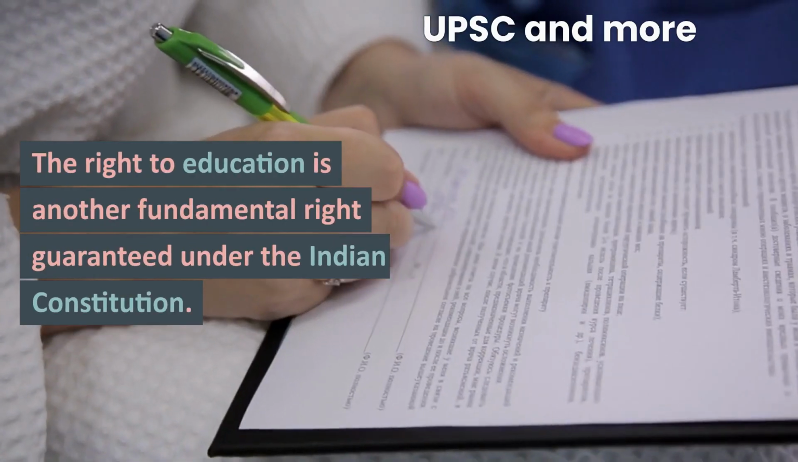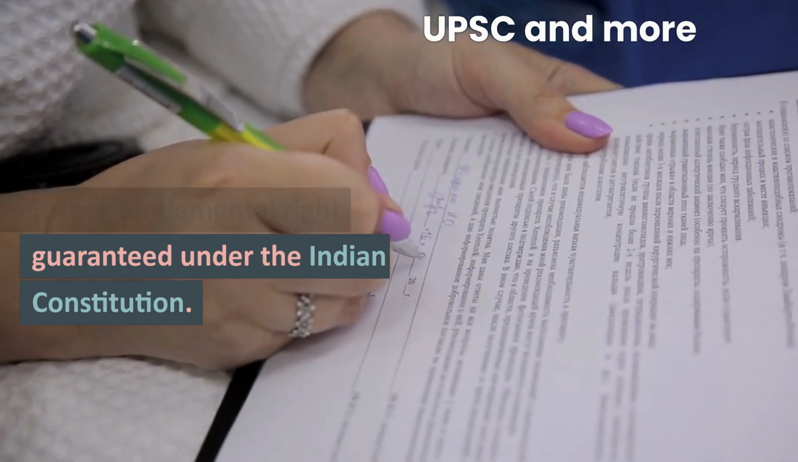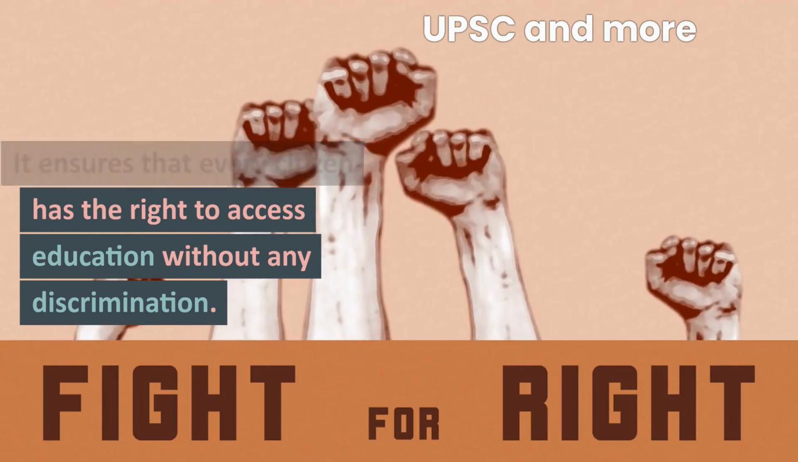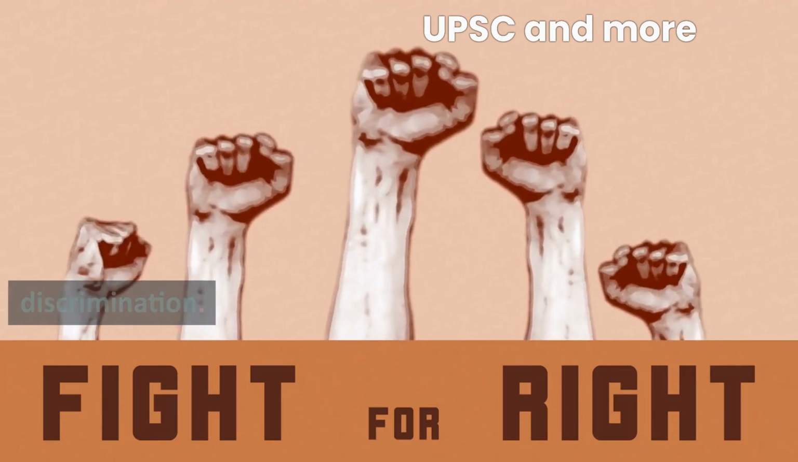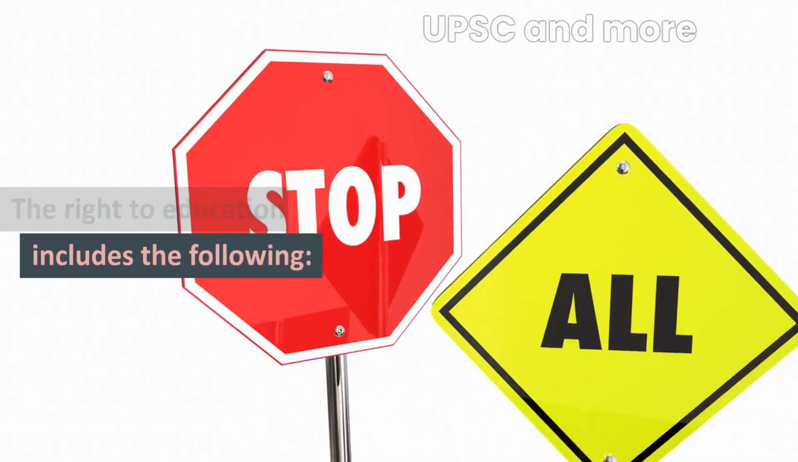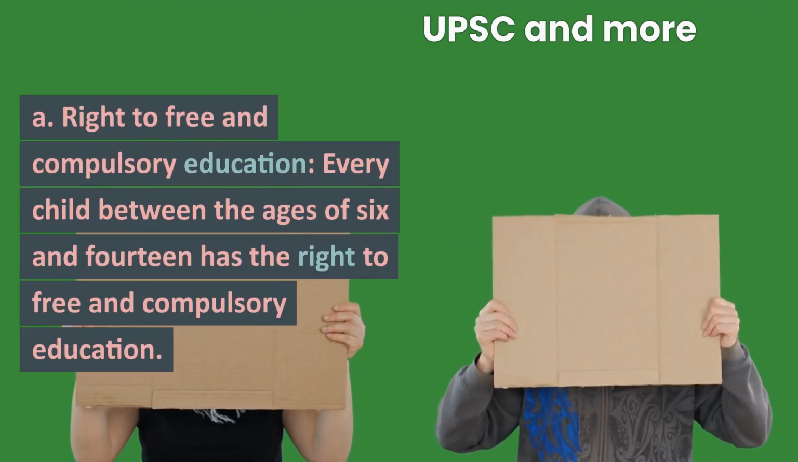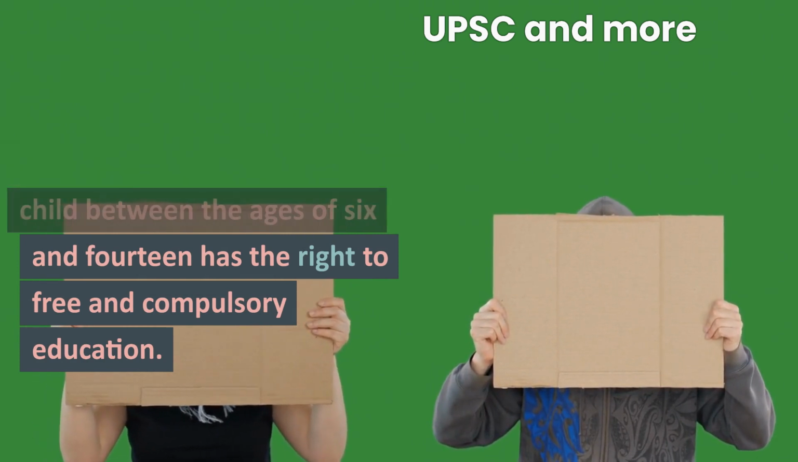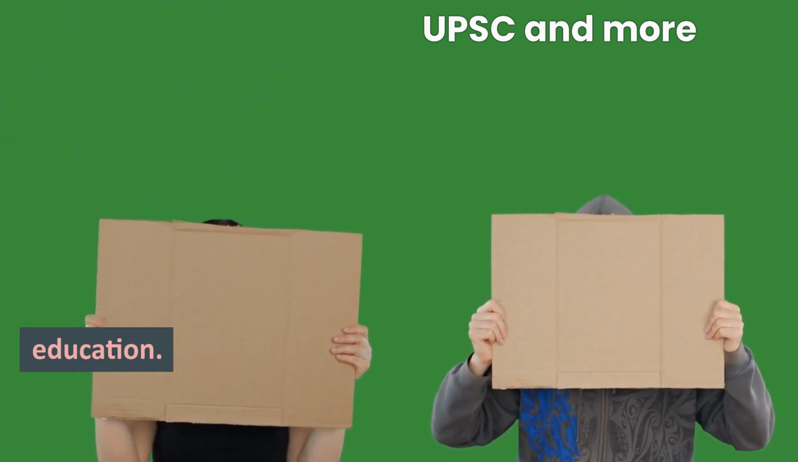4. Right to education. The right to education is another fundamental right guaranteed under the Indian Constitution. It ensures that every citizen has the right to access education without any discrimination. The right to education includes the following. A. Right to free and compulsory education. Every child between the ages of 6 and 14 has the right to free and compulsory education.